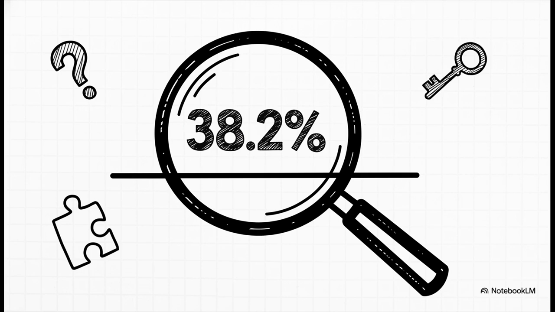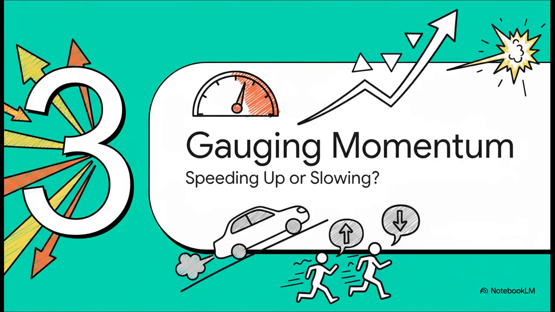Now for our little puzzle here, the analyst is laser-focused on one specific line, that 38.2% level. Keep that number in your back pocket. It's a huge clue. Okay, so we've got the price story and we've got the key levels. But there's still one more piece of the puzzle on this chart. We need to know if this trend has enough gas in the tank to keep going. We need to check the momentum.